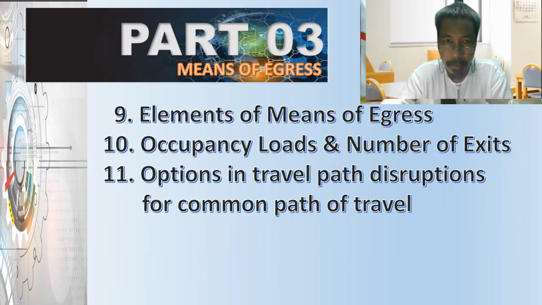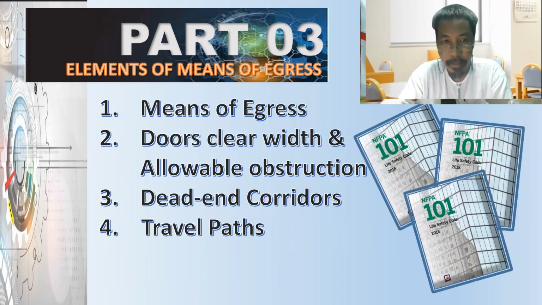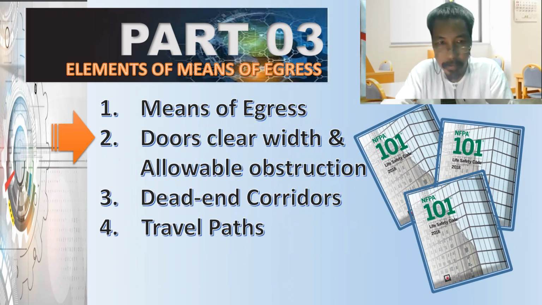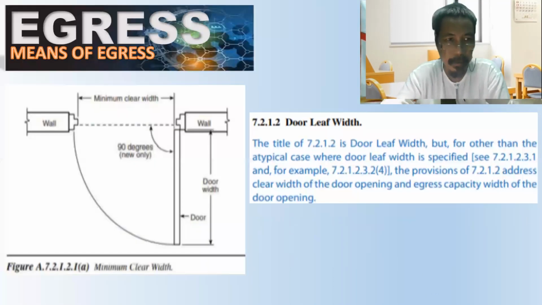So we are in part 3 with 3 subtopics. We are on the first module, number 9, elements of means of egress, under which we are now currently on the second subtopic, which is about width, doors, clear width, and allowable obstruction. So let us discuss what we mean by width.